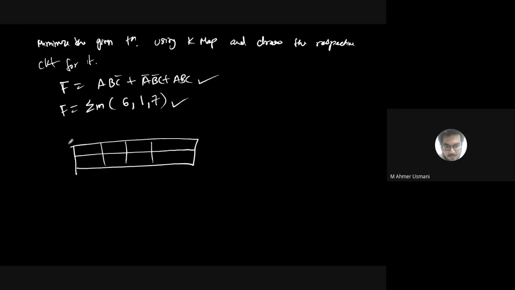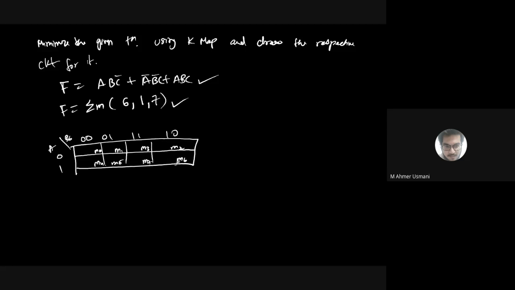So first label A, B, C. A B C is nothing but 0 1, B C is nothing but 0 0, 0 1, 1 1 and 1 0. After this, you need to label the min term. So this is min term number 0, M1, M3, M2. This is M4, M5. This is M7, and this is M6.